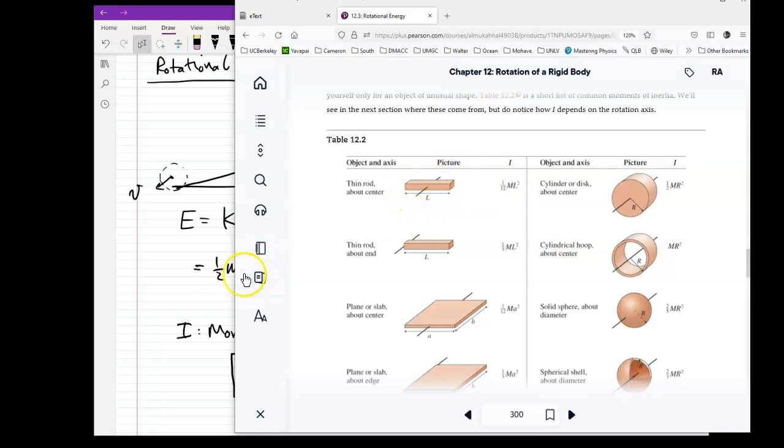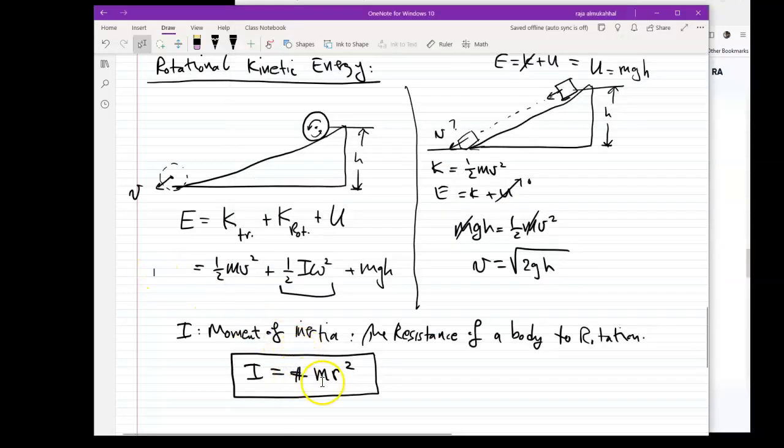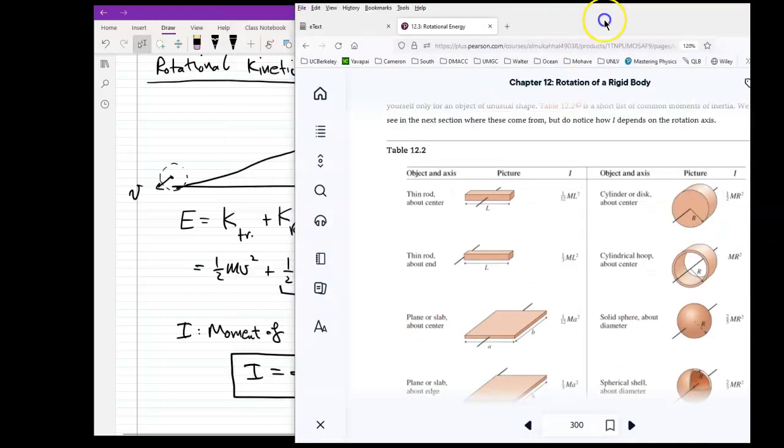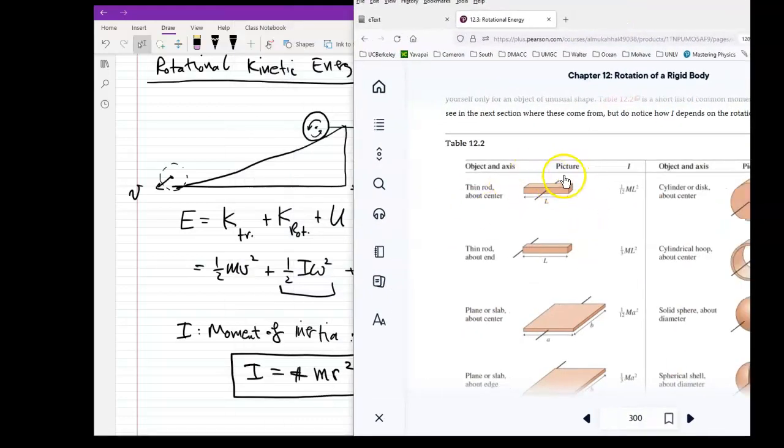It's equal to, like I said, remember I told you it is a number times mr squared. R is the radius of rotation, and there is a number. Usually that number is a fraction, half, 3/2, and so on, or maybe 1. So for the case of the rod, spinning about its center is 1/12 ml squared, L being the length of the rod. If it's spinning on its side, 1/3 ml squared.